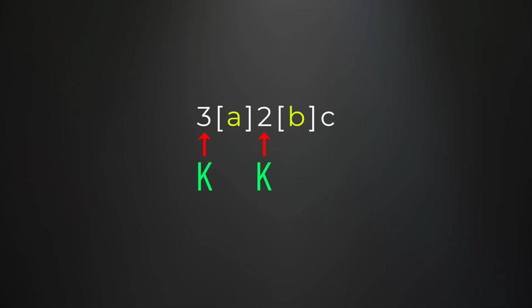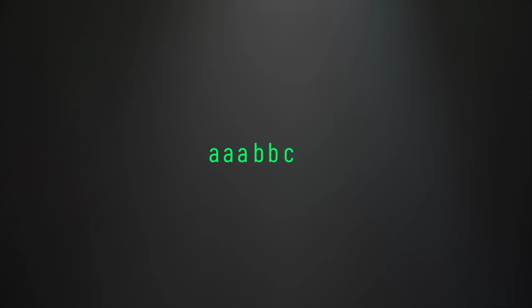So let's look at the first part, 3 bracket a. This is saying we must repeat the letter a 3 times, which evaluates to AAA. The next part, we repeat the letter b 2 times. Finally, we are left with the letter c, which has no k digit in front of it, so our final result after decoding this string would be AAA, BB, C.